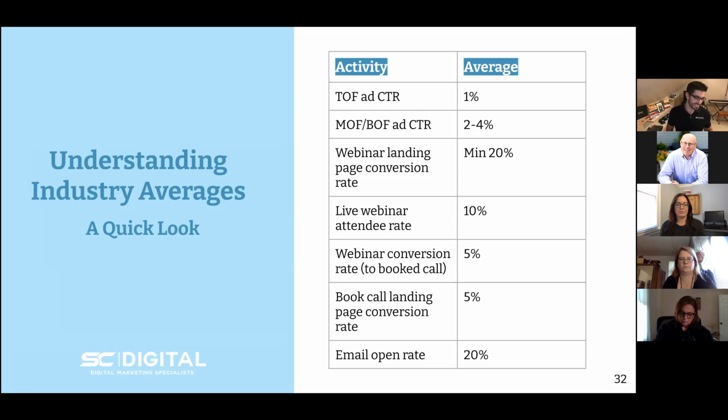On a Google ad, somebody's actually searching for you. They're searching for your product, or they're searching for your service. They're searching for an answer to their problem. And so you should be able to get a higher than 3% click-through rate if your advertising is good.